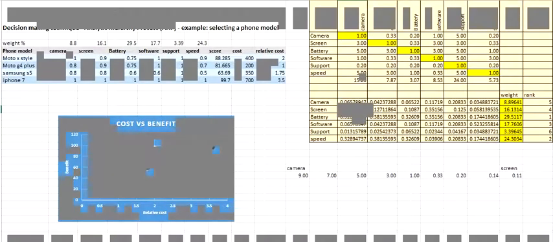3 divided by 15.20 gives this, and so on. So these are the highlighted values here. Thus you get these values. When you add these values, you get this. Basically, you are dividing each value by these weights. So similarly, you will do this for all the other parameters as well.